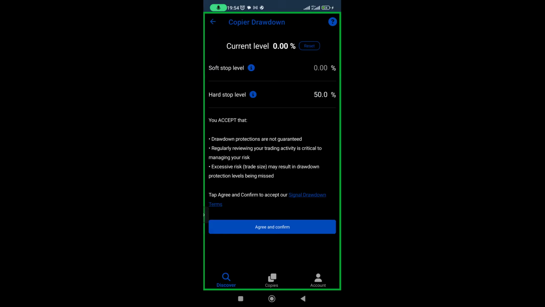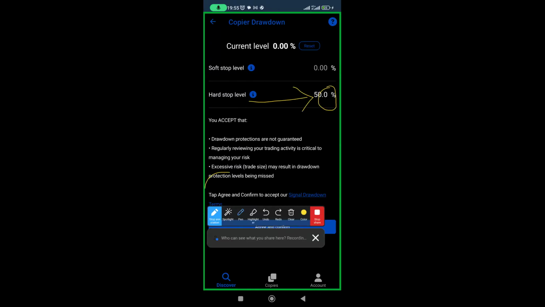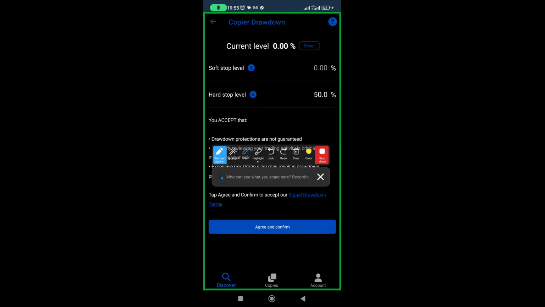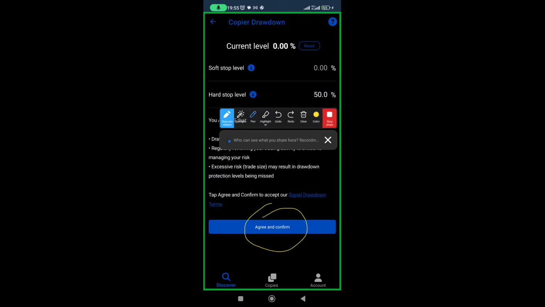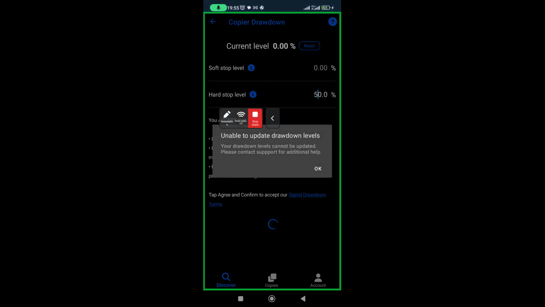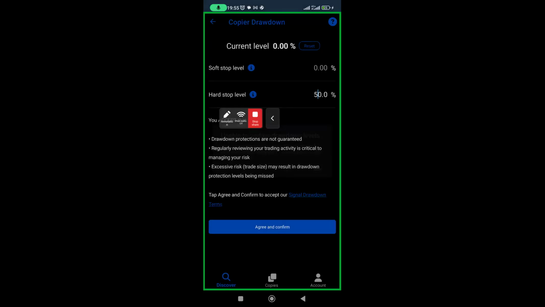So if you want to protect 50% of your capital, you type 50 at the hard stop level. You can just leave the stop level at 0%. That will be fine, right? So then you click on confirm, right? Once you click on confirm, you click on this agree and confirm. Once you do that, your account will automatically be copying the signal provider.